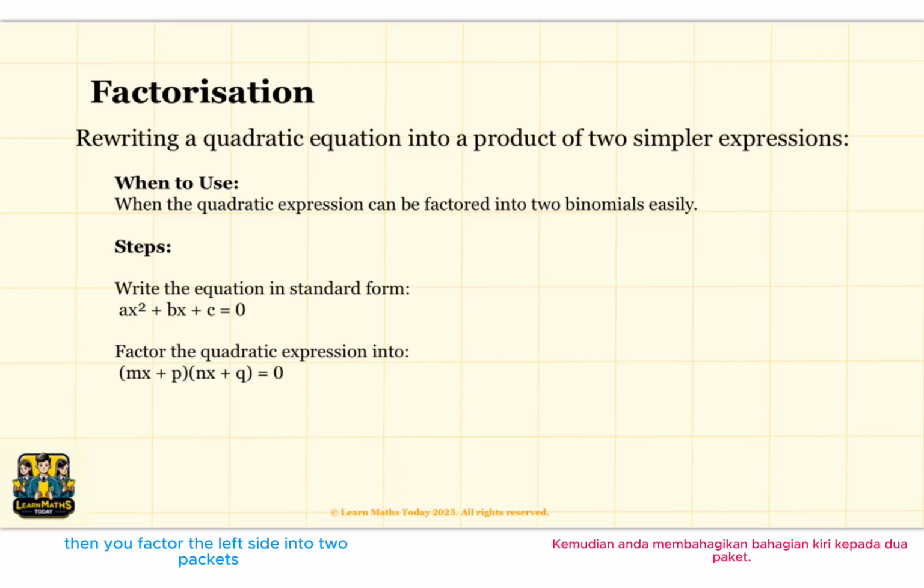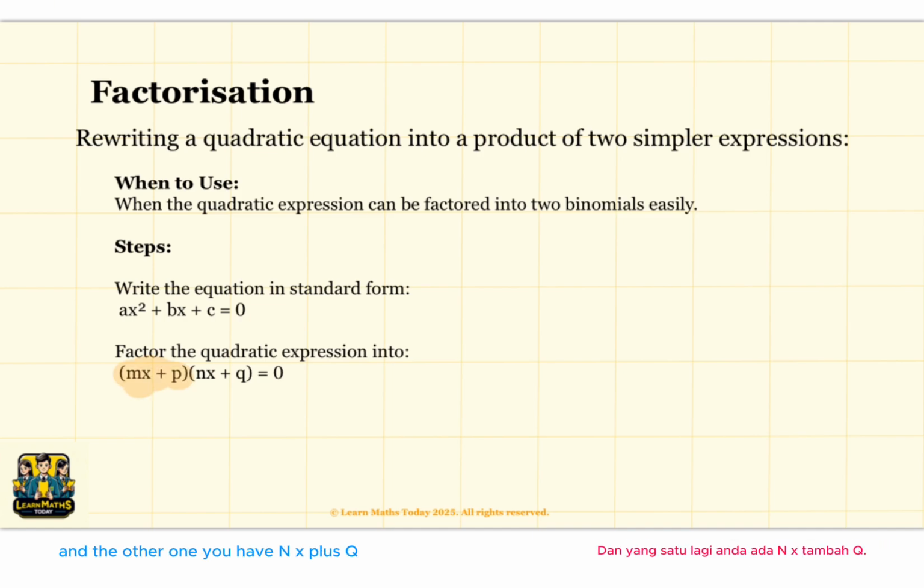Then you factor the left side into 2 brackets, where you have mx plus p in one bracket, and in the other one you have nx plus q. And the product of these is equal to 0.